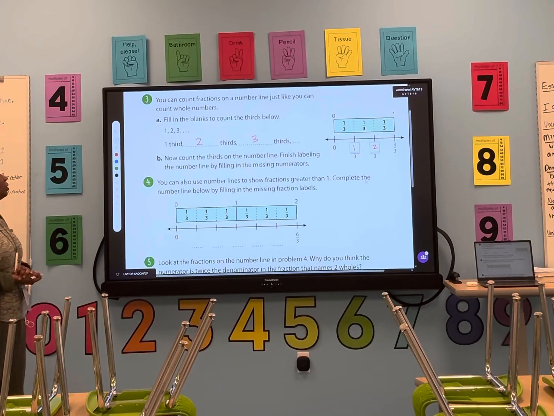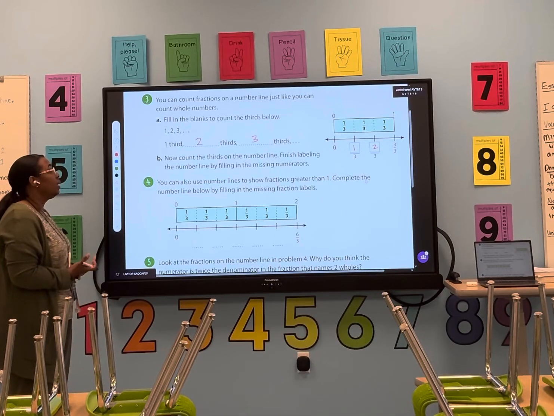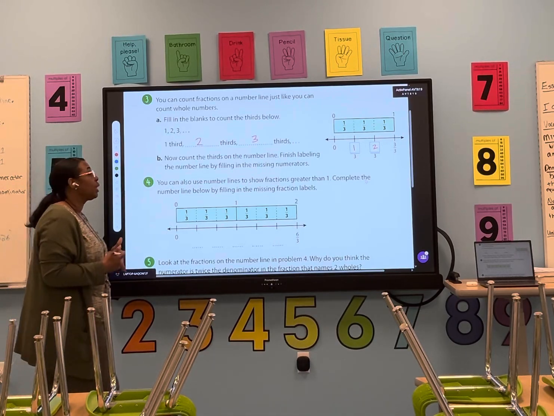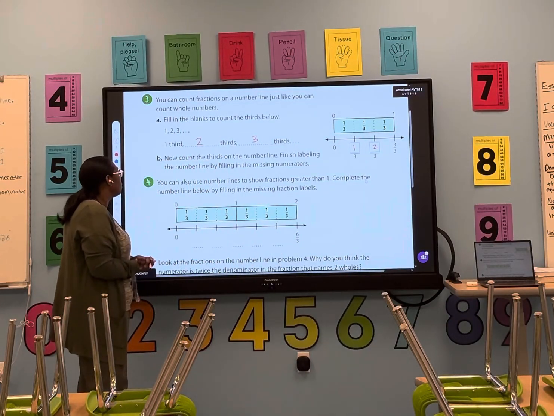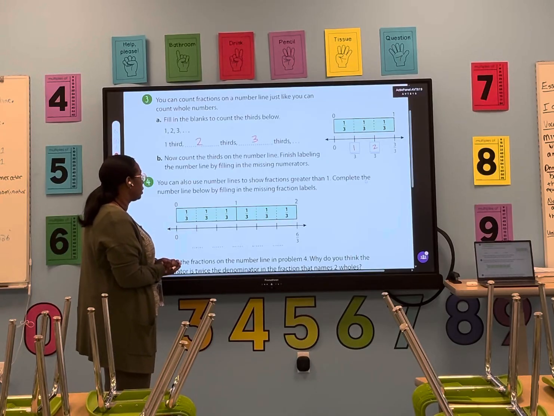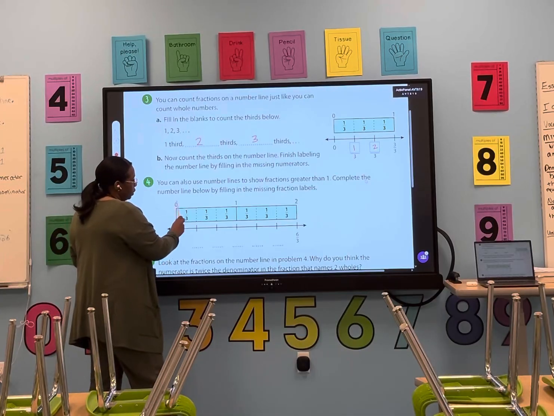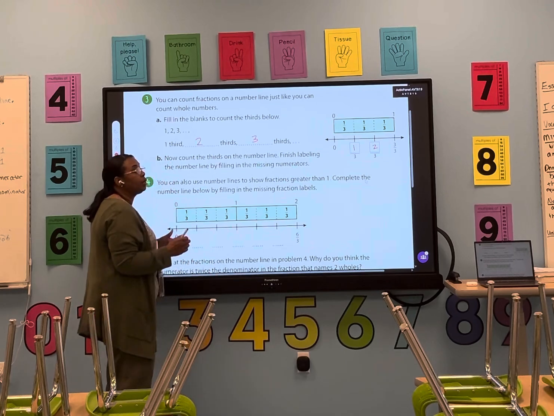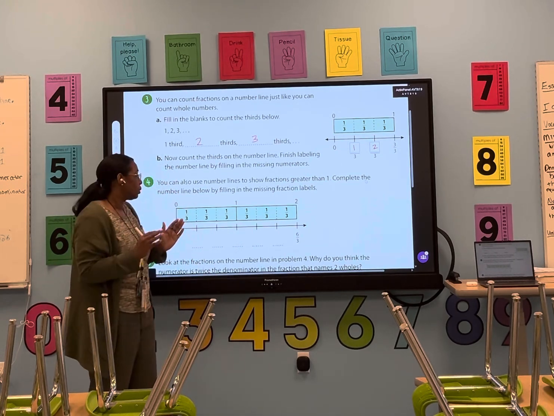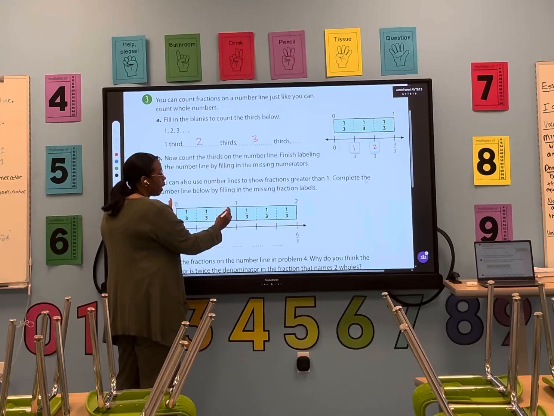Number 4 says you can also use number lines to show fractions greater than 1, okay? So sometimes your number line can go past 1. Complete the number line below by filling in the missing fraction labels. So let's look at the number line. The number line goes from 0 to 1, just like that one, but then it goes from 1 to 2. Well, in between those whole numbers, we have parts. So between 0 and 1, I have 1, 2, 3 parts. So this is thirds.